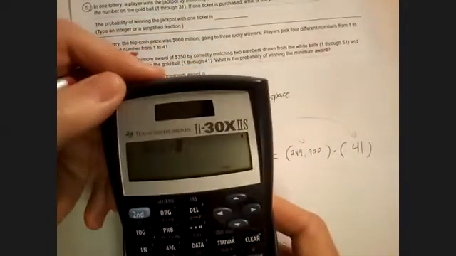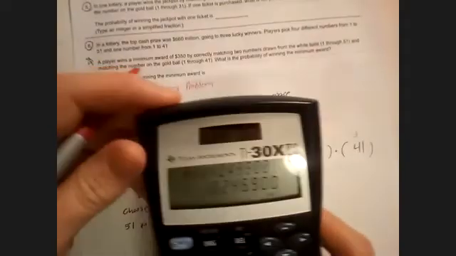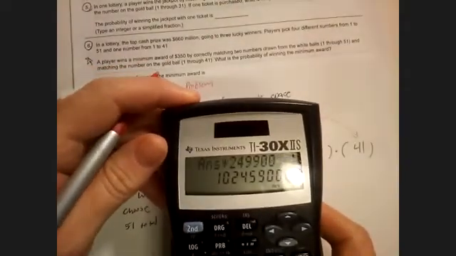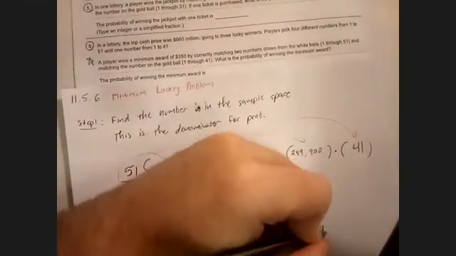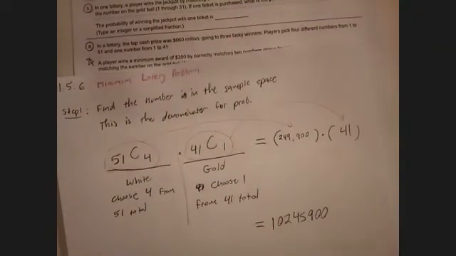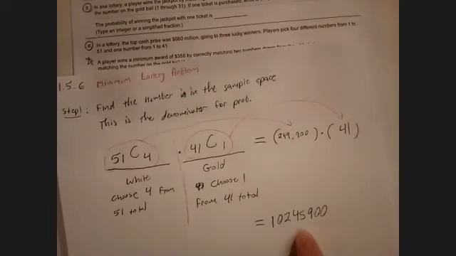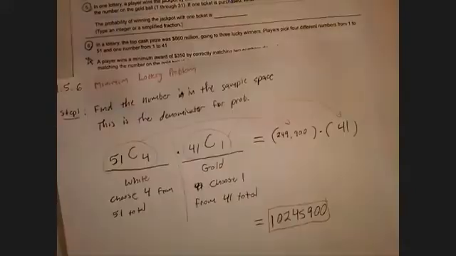I multiply those together. Big number, 10,245,900. So this will be the bottom, my denominator. So I'm going to just circle it so I don't forget that it's there.